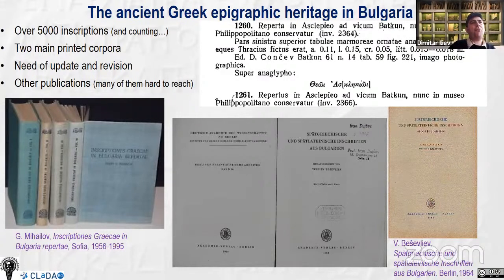As to the main printed corpora, there are two of them, one of which you heard pretty frequently mentioned this week. This is Georgi Mikhailov's opus magnum, Inscriptiones Graecae in Bulgaria Repertae, in 5 volumes. The 5th volume is with addenda and corrigenda to the first 4, and together they span from 1956, the first edition of the first volume, until 1995.